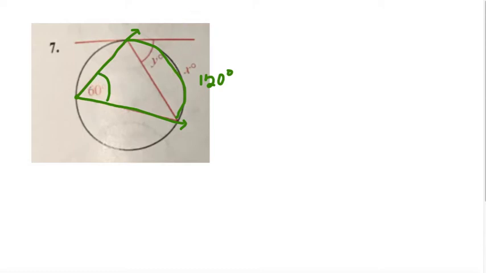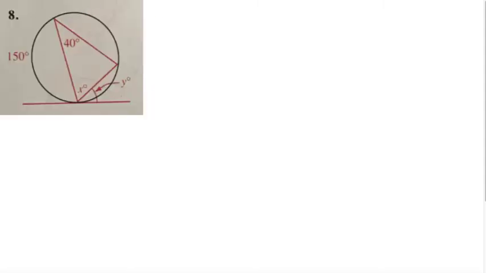Now, y is the tricky one. It's the one I said you had to be really careful about. It's an inscribed angle, but it's a chord of the circle with a tangent. So it is also half the arc that it intercepts, which happens to be the exact same arc. So if that arc is 120 degrees, then y would be half of the arc, so 60 degrees.